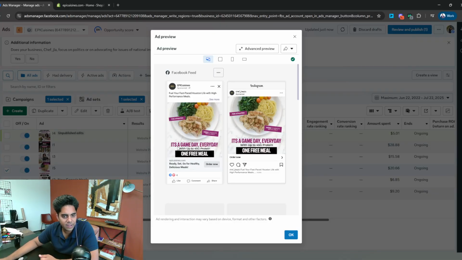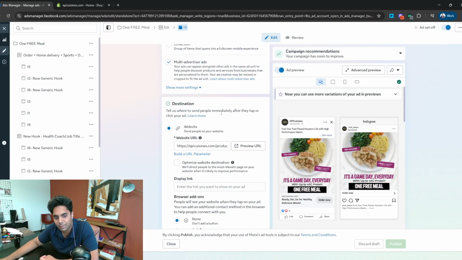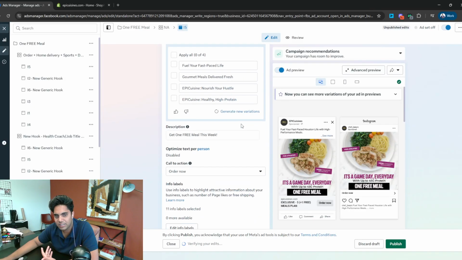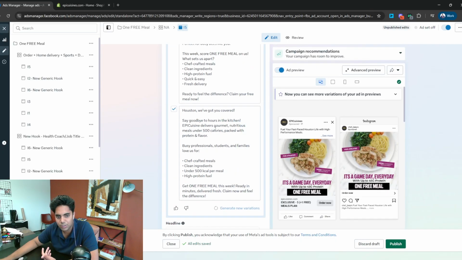It's game day every day with up to 45 grams of protein, 1 free meal. With up to 45 grams of protein, that's good. For athletes, that's good as well. We're being very specific. But the thing is, when you say for athletes, you have to make sure that the landing page actually speaks about athletes. So I can almost guarantee if we click this over here, it's going to be a more generic landing page.